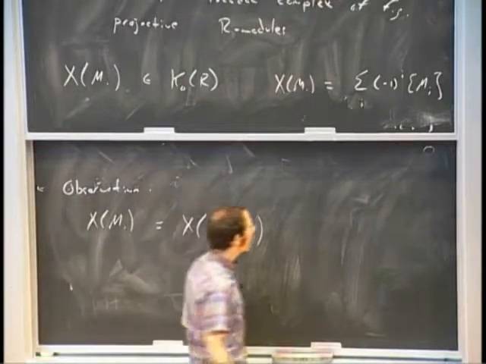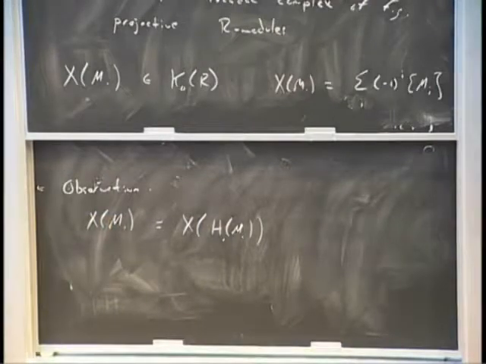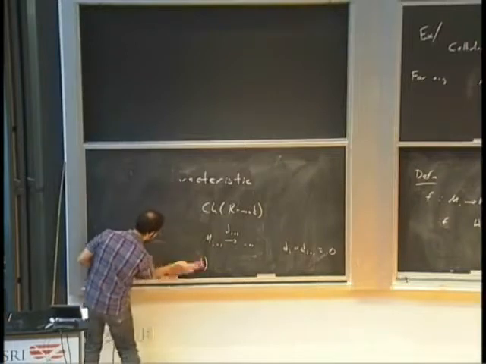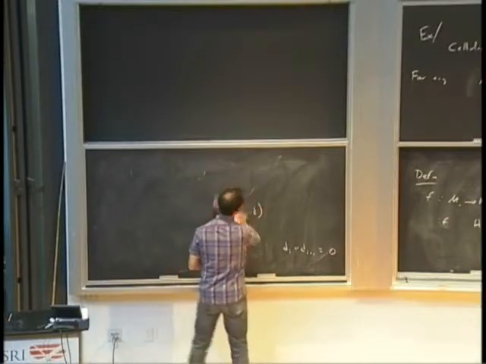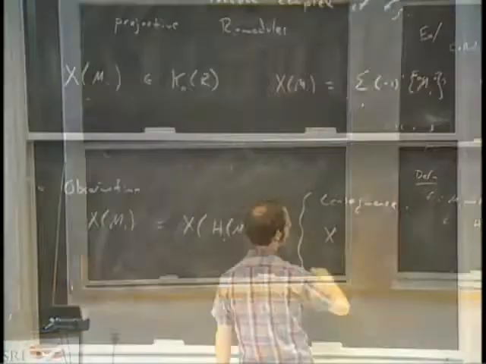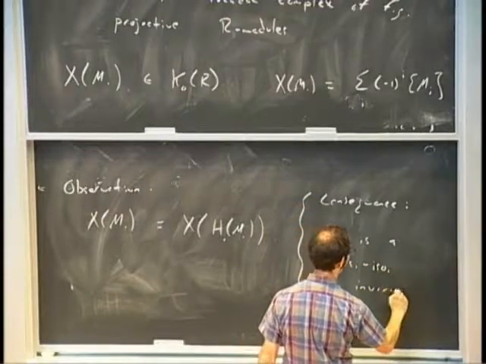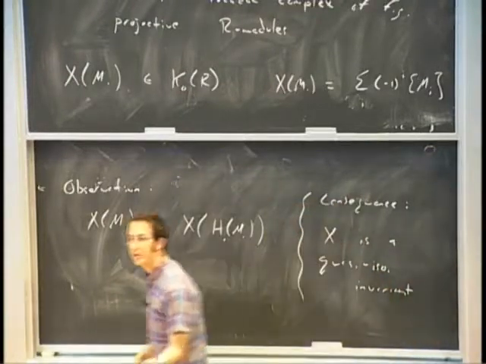So let me say a little bit about how you prove this. Let me specialize to the setting of vector spaces, but this proof more or less works anywhere. Actually, let me write one thing. Why would we care about this? What does this say? The consequence of this is that the Euler characteristic is a quasi-isomorphism invariant.